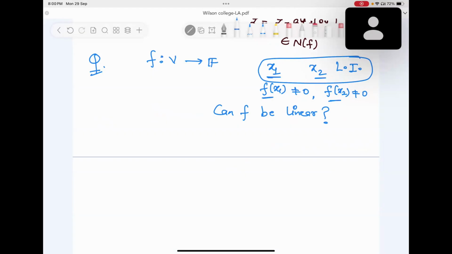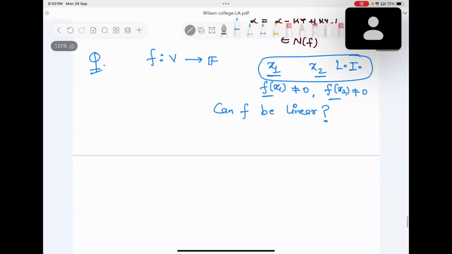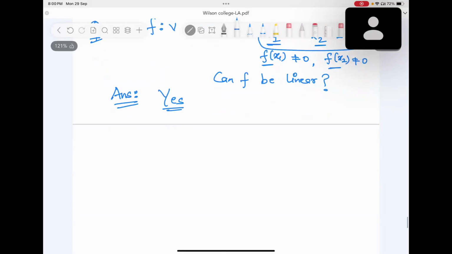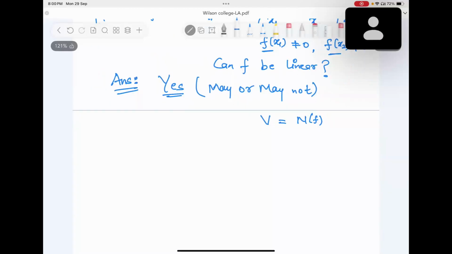That is why the codimension of the null space would be greater than 1 in this case. So is it possible? The answer for this question is yes, it can be possible. Now let me explain why it can be possible. You are saying Y is equal to the null space of f. The answer is it may or may not be; it may be possible that it is linear. Now let me explain why it can be linear.